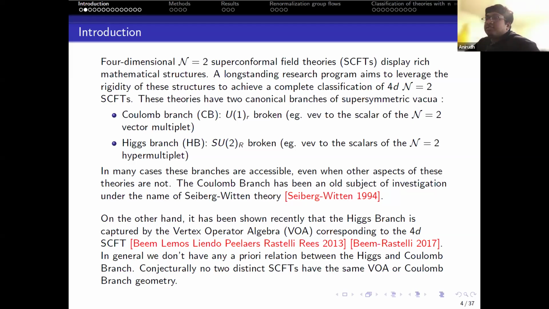So in general, these two branches are sort of unrelated, and there is no clear conjecture as to how these two branches are related to each other. Also, we don't know so far of two SCFTs which have the same VOA data and the same Coulomb branch geometry data.